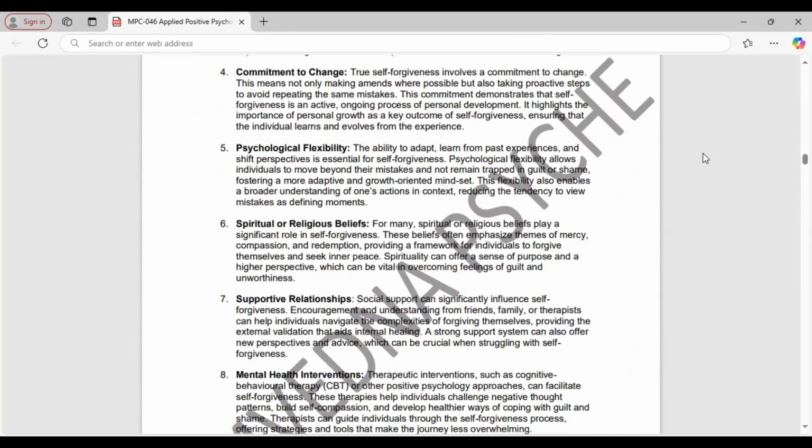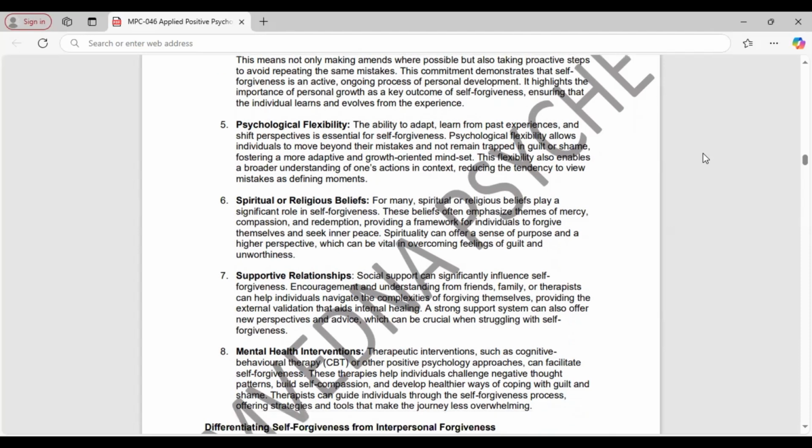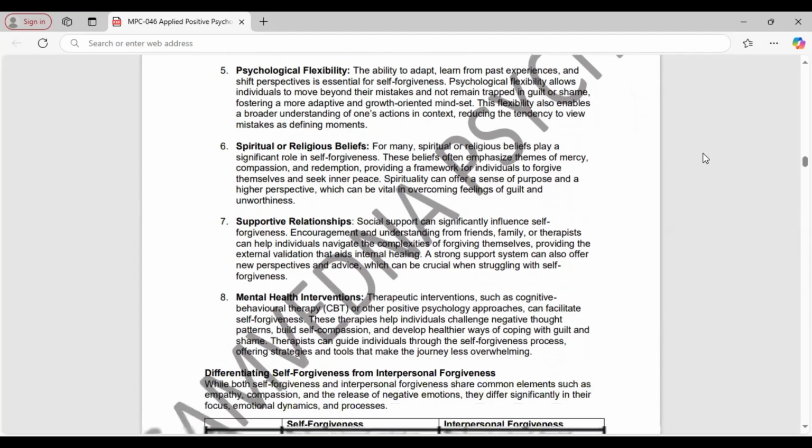Spiritual or religious beliefs. Many spiritual beliefs emphasize mercy and redemption, supporting the self forgiveness process. Supportive relationship. Support from friends, family, or therapists provide encouragement and valuable perspective during self forgiveness. Mental health interventions, therapies like CBT can challenge negative thought patterns and build self compassion.